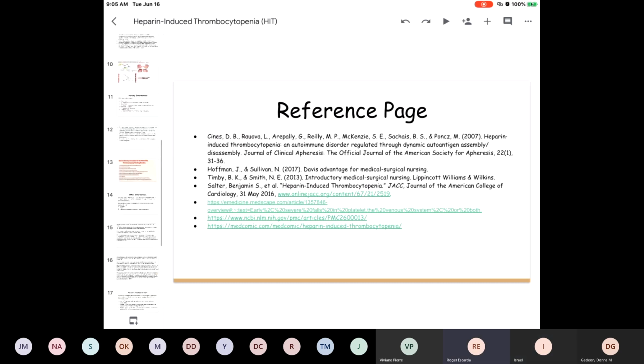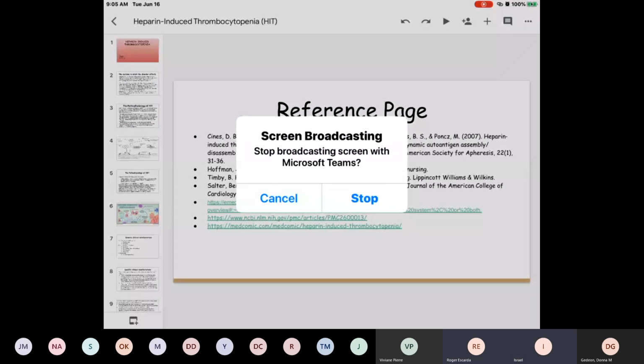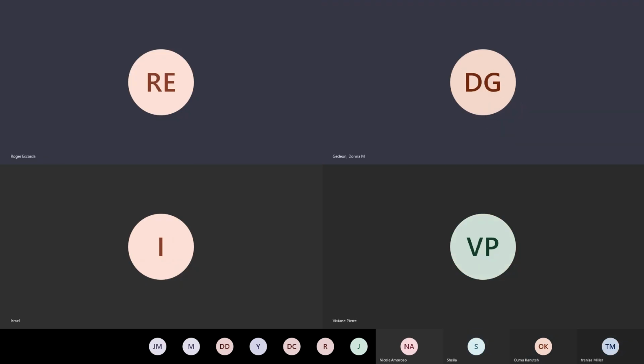All right, to recap, thank you guys. Heparin-induced thrombocytopenia is now increasing because we're also increasing the use of heparin. So more and more people are receiving heparin, so the incidence is also rising. This makes your job a little bit harder. This is one more thing you have to watch out for.